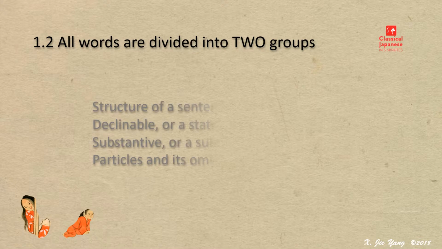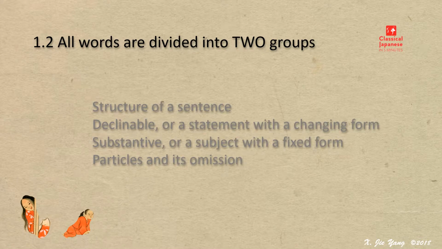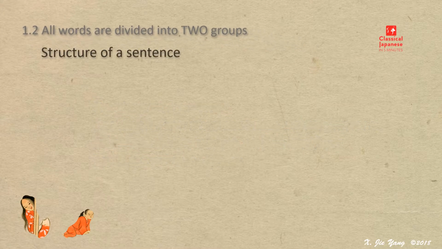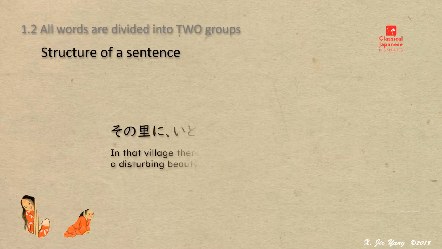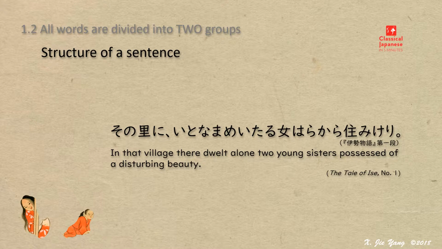In this lecture, we are trying to address a few very basic features of classical Japanese, particularly about its sentence structure and some basic features of particles. First, let us look at a very simple sentence, a sentence from Ise Monogatari.